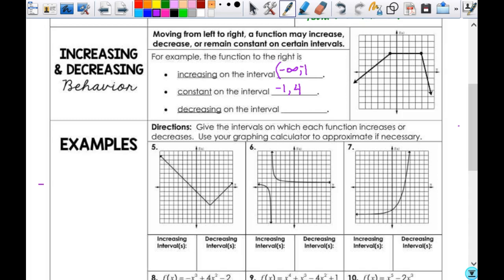Pretty much it's neither. Okay, so we don't include it on either one because you can't include it in both, because then that's saying that it is both and you can't be both at the same time. So when you're talking increasing and decreasing, we don't include it in either one. It's open and open. Okay, those are always open. So then it's decreasing from 4 to where? Is it negative infinity? To infinity.